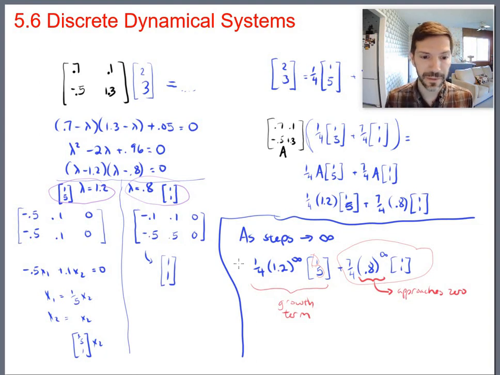Okay, so I think we've got the basic idea here. In the next video, we should look at another example, look at what this looks like graphically, and also talk about what if there are complex eigenvalues and eigenvectors.